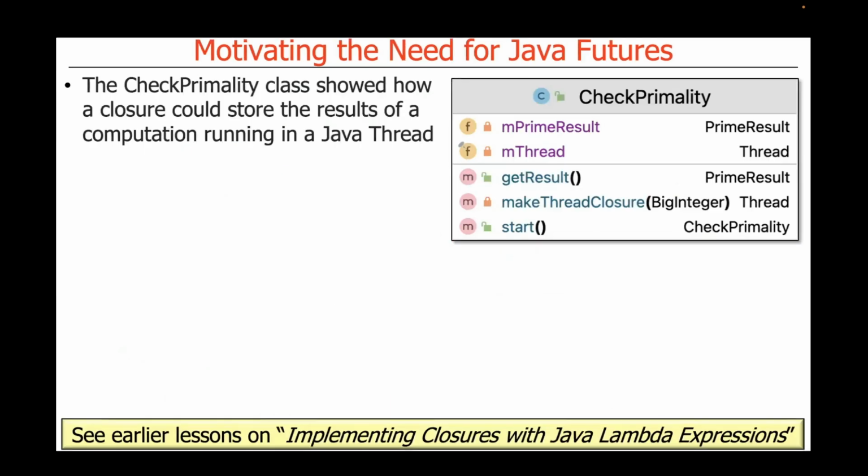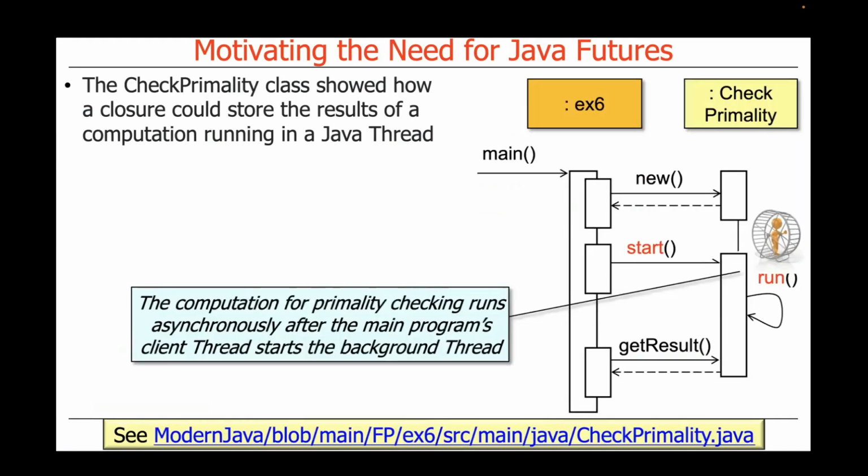If you refer back to the check primality class that we talked about in a recent lesson about implementing closures with Java Lambda expressions, you saw how a closure could be used to store the results of a computation that runs in the context of a Java thread. Here's an example of this. This is from the EX6 case study, where we have a main thread, and the main thread starts a background thread, which is this check primality closure object.